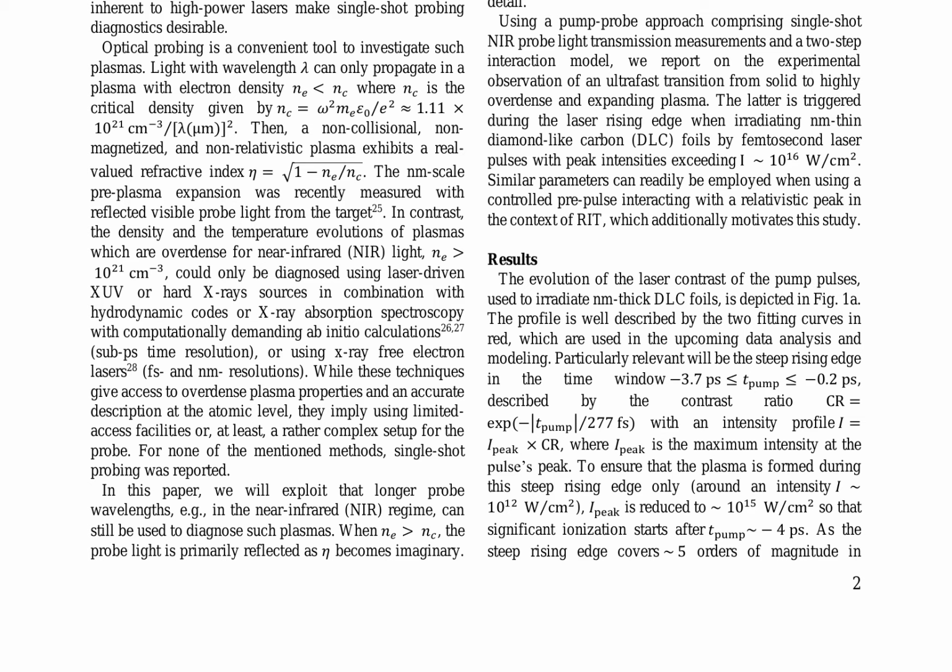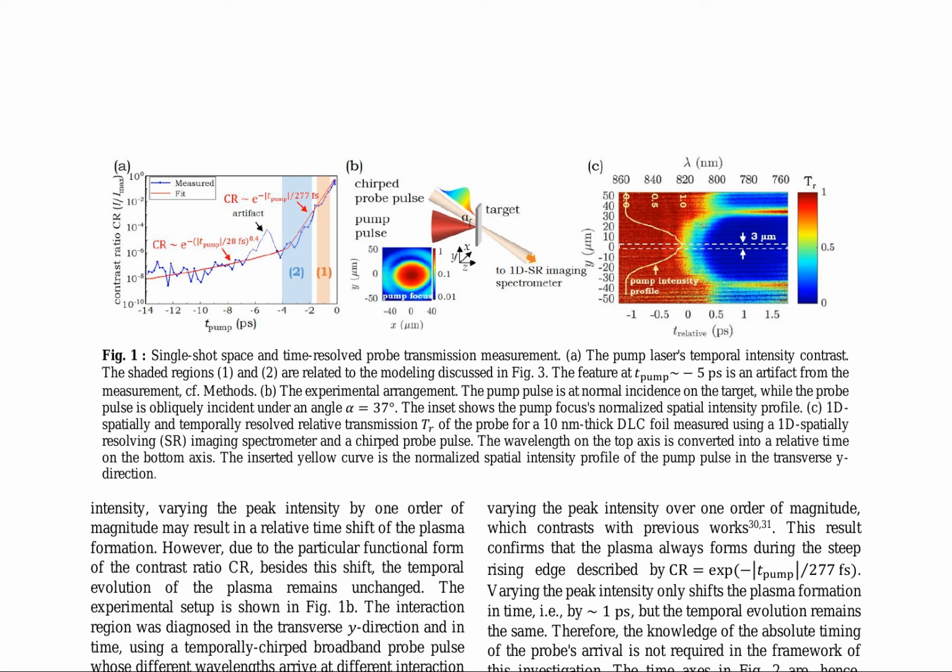This steep rising edge spans about 5 orders of magnitude in intensity, a critical aspect for plasma formation and subsequent acceleration processes. In the high-intensity region of the focal spot, plasma dynamics are central to understanding the interaction process. A temporally chirped broadband probe pulse is used to diagnose the interaction region in the transverse Y direction and in time, achieving sub-picosecond time resolution within a single shot. The plasma profile in the transverse Y direction mirrors the focal spot shape and size, indicating that the laser's first low-intensity Airy ring induces the plasma.